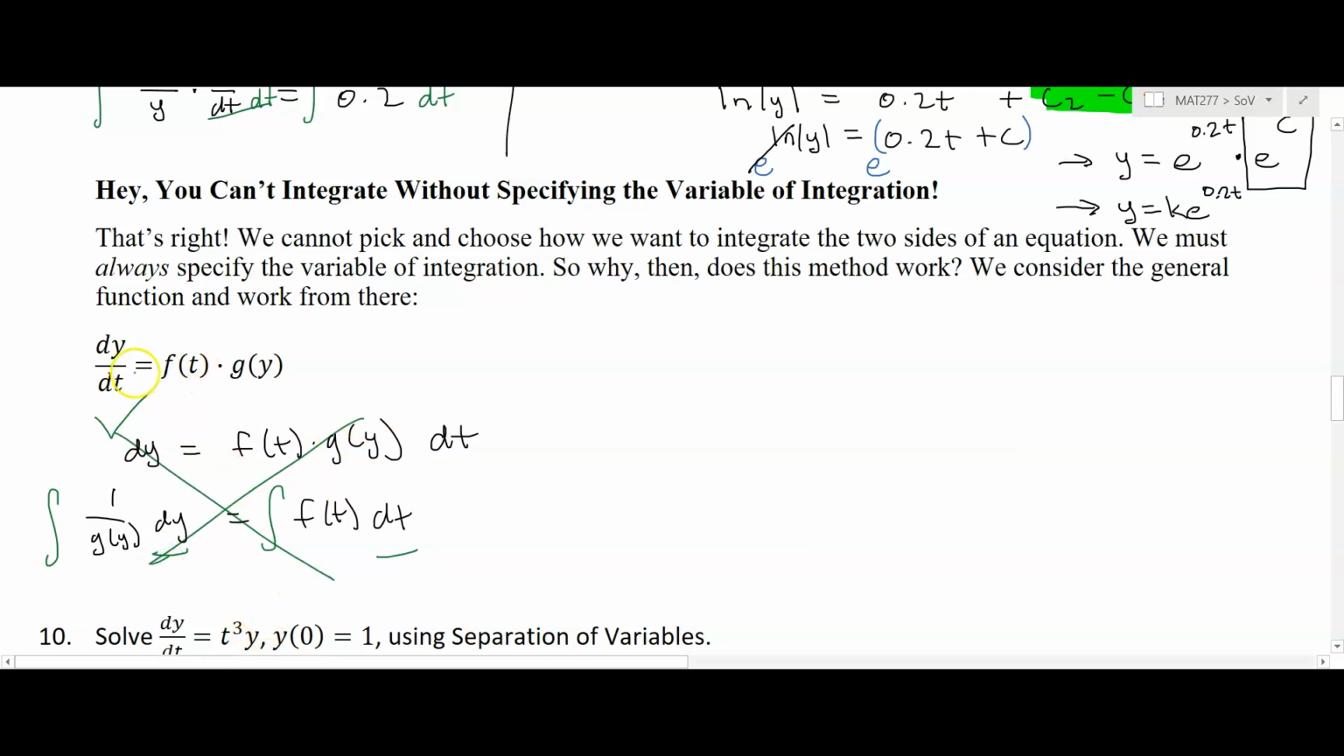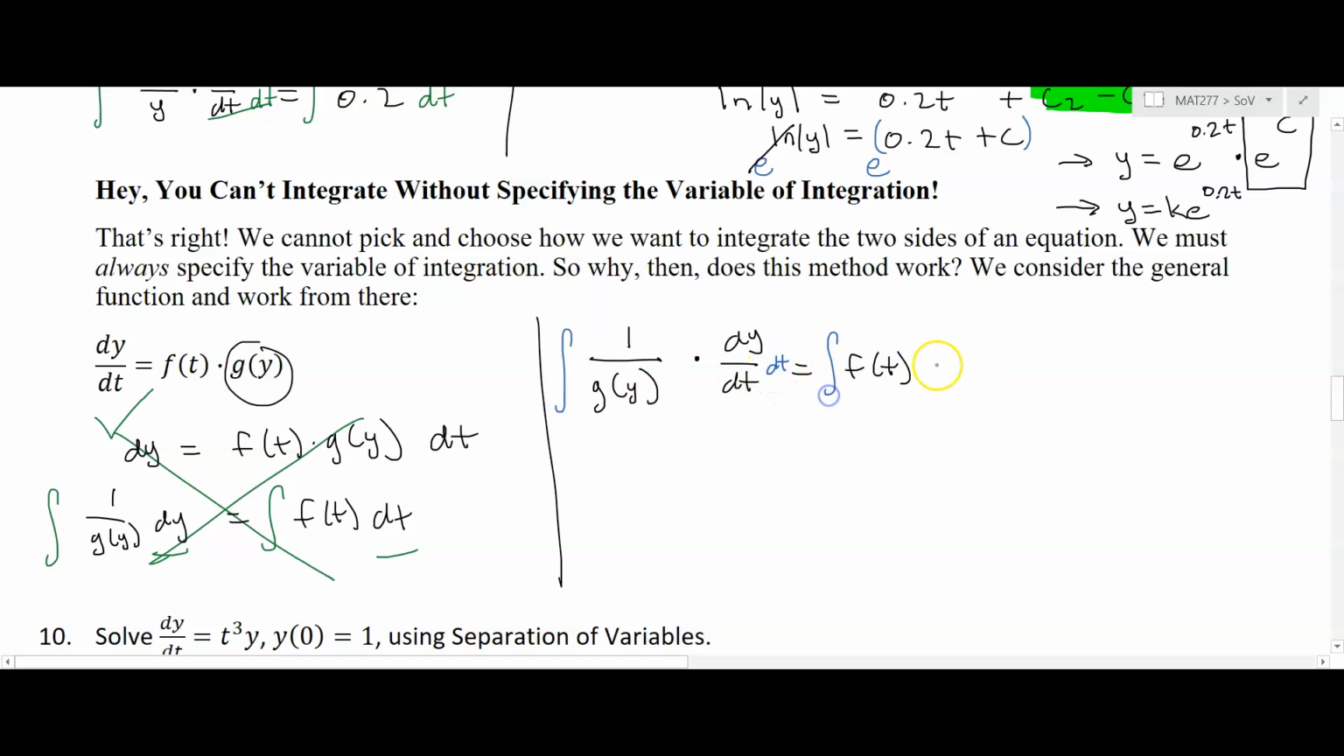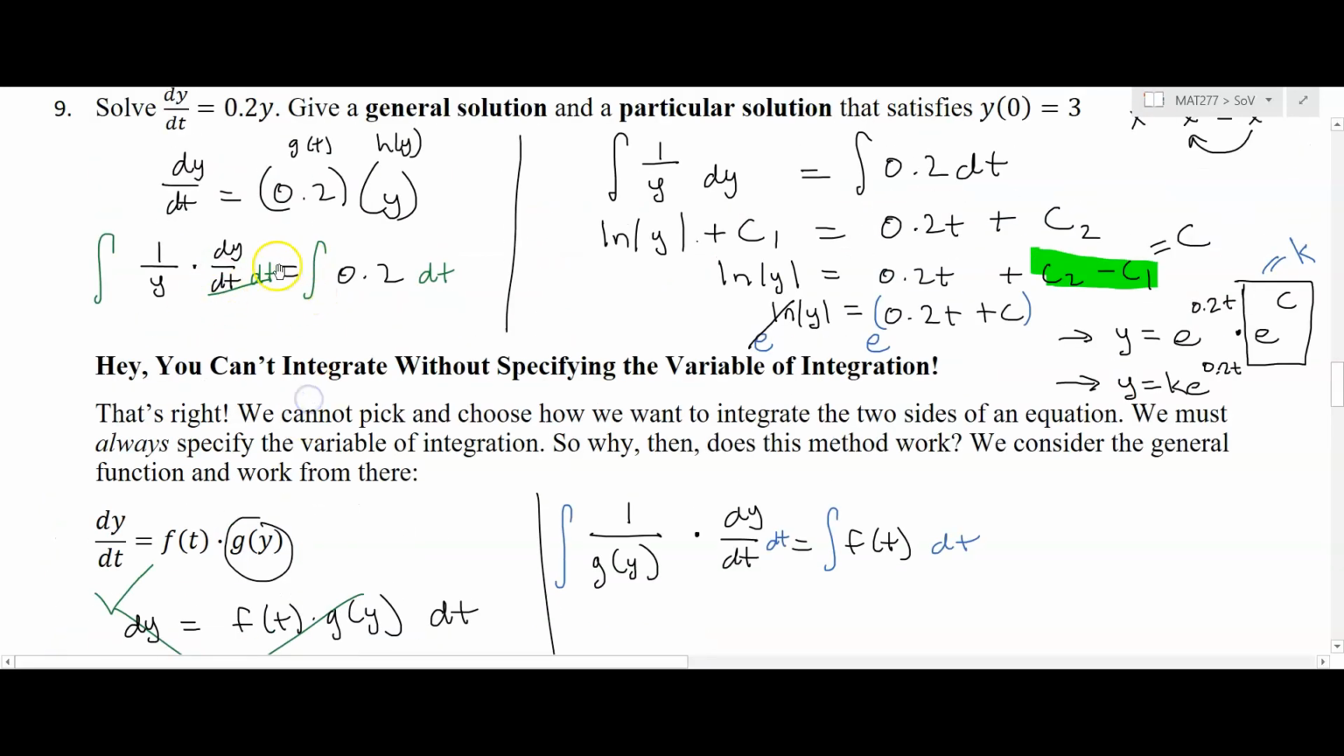Now, ultimately, this does work, but not for the reason that we're describing here. The reason this actually works is if we follow the same logic as we did up here, what we did is we divided the g of y to the other side. Whatever function that might be, we divided it over. In our case, it was just g of y equals y. And so then we have 1 over g of y dy dt equals f of t. And now, when you go ahead and integrate that with respect to t on both sides, the dt's cancel out. And that's the step that we performed here.